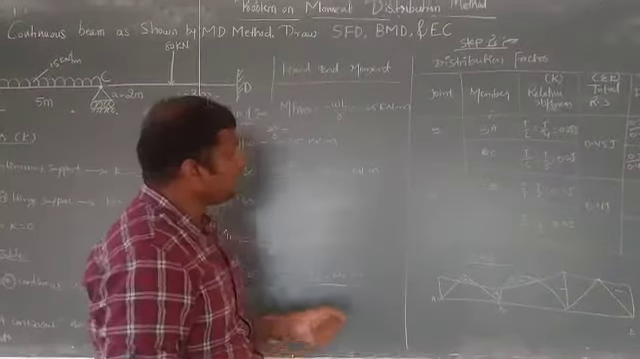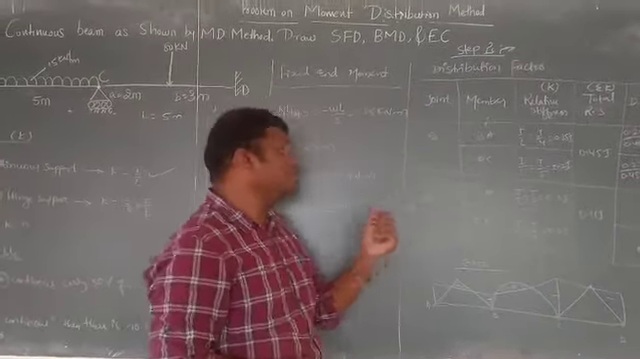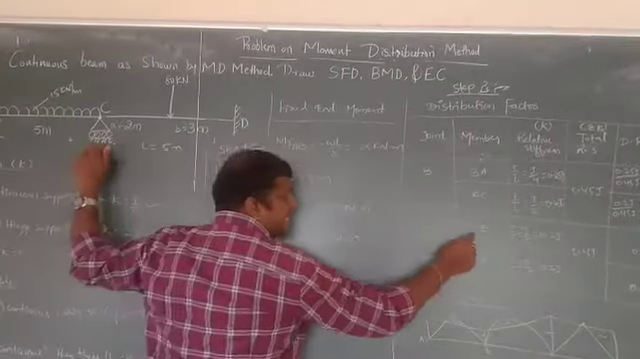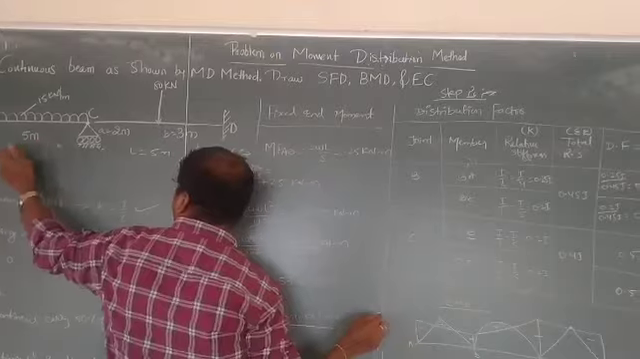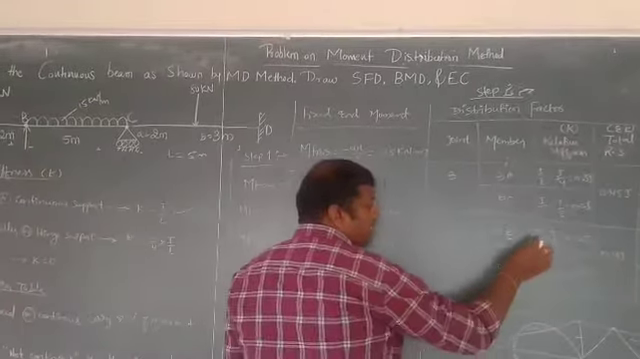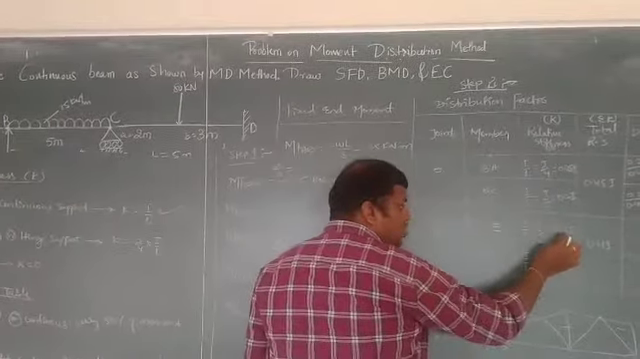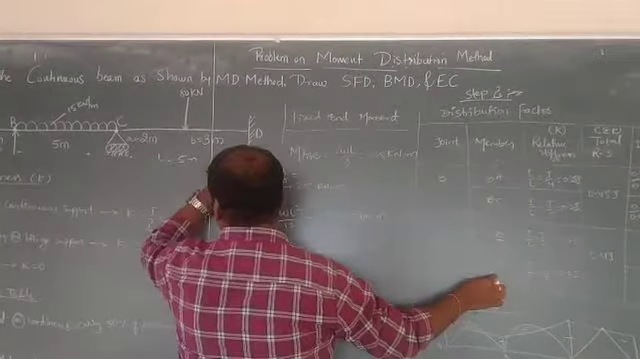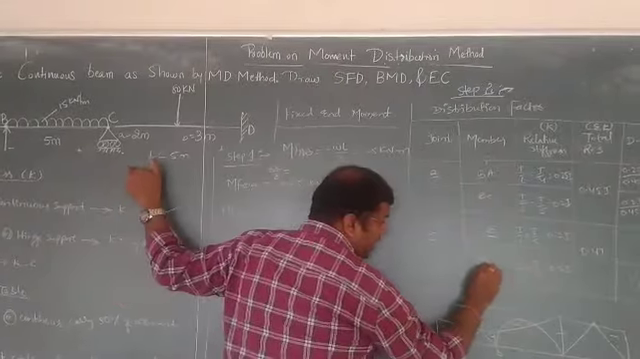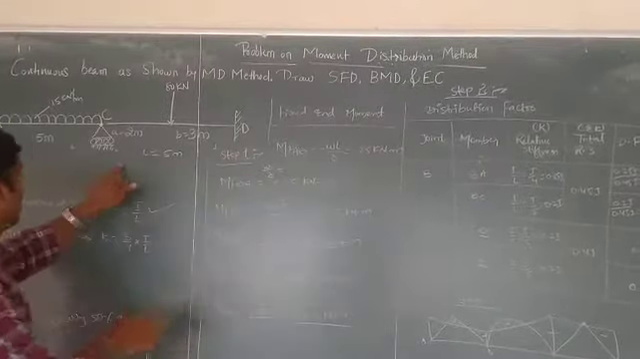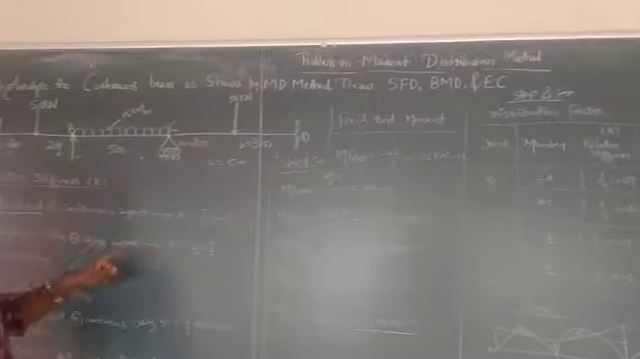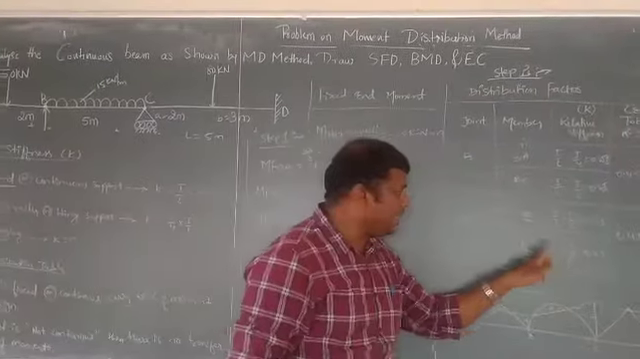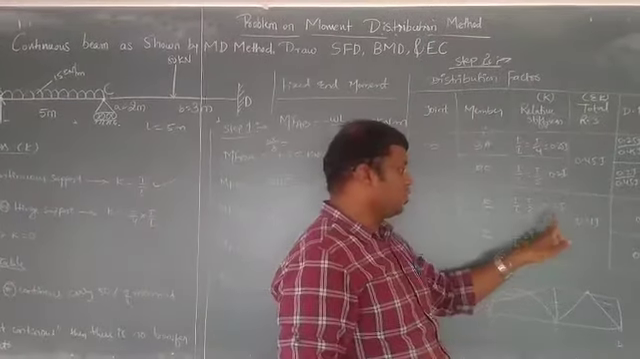Now coming to joint C. When I move from C to B, B is a continuous support. Again the formula is I by L, I by 5, which is 0.2 times I. Now coming to CD, I am moving from C to D, where joint D is the far end and it is fixed. When the far end is fixed, the value of K will be I by L, which is I by 5, that is 0.2.